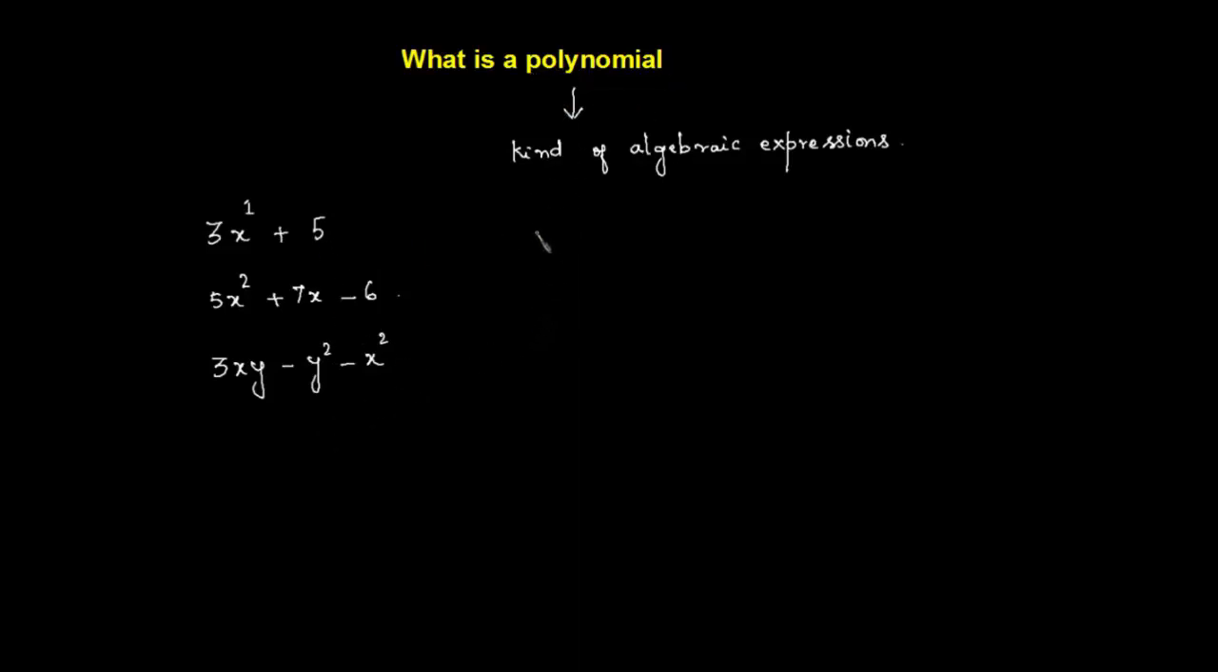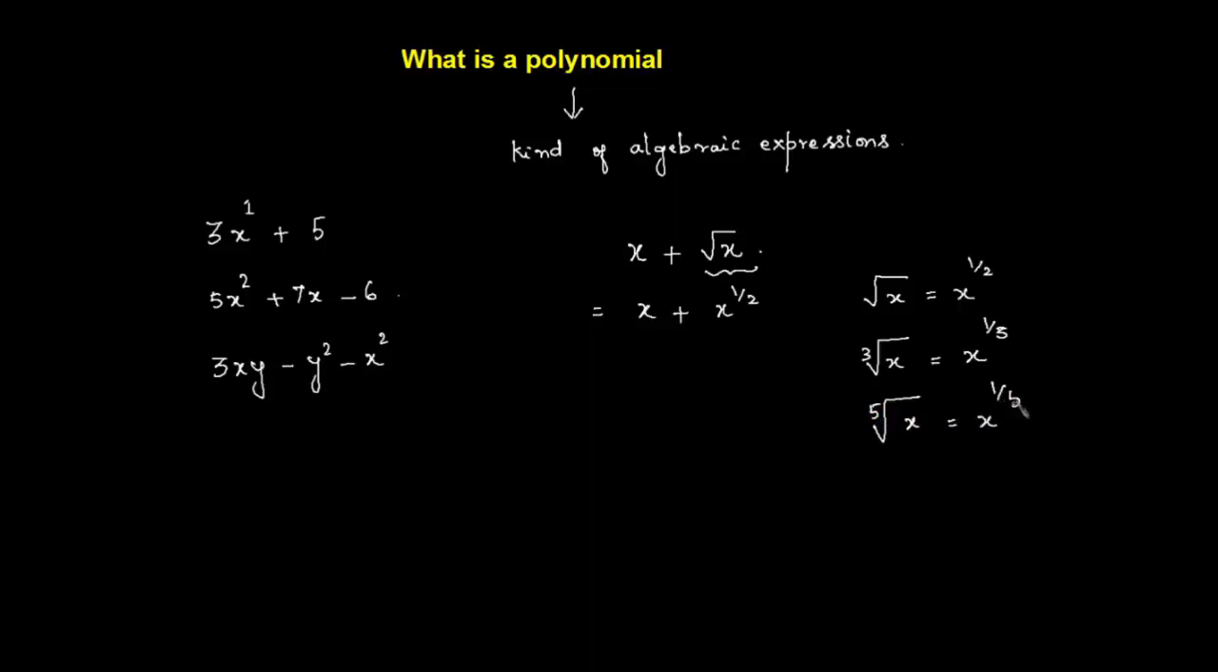Then what is very specific about a polynomial? So, there are certain kind of algebraic expressions which will not be called a polynomial. Say for example, if you have x plus root x. Now this is not a polynomial because this is equal to x plus, can you write root x as x to the power half? So the square root of x can be written as x raised to the power 1 by 2. Cube root of x can be written as x raised to the power 1 by 3. Fifth root of x can be written as x raised to the power 1 by 5 and so on.